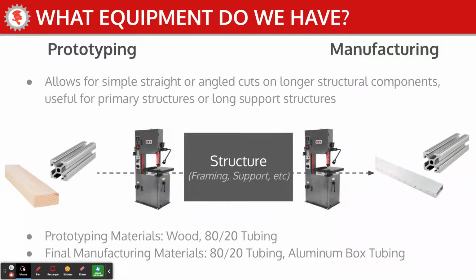Same thing for structural parts. Right now we only have a bandsaw, but a bandsaw can do a lot when it comes to cutting parts at either a simple angle or a straight line, right? So using 80/20, and 80/20 kind of exists in both places because 80/20 is good at quick manipulation of sizing. And we could also use wood, and then that wood transitions into box tubing over here.